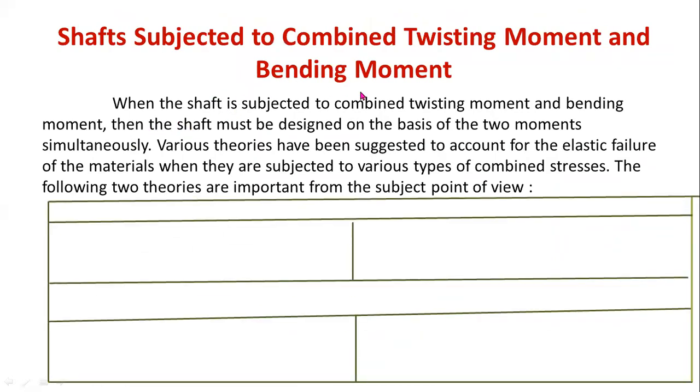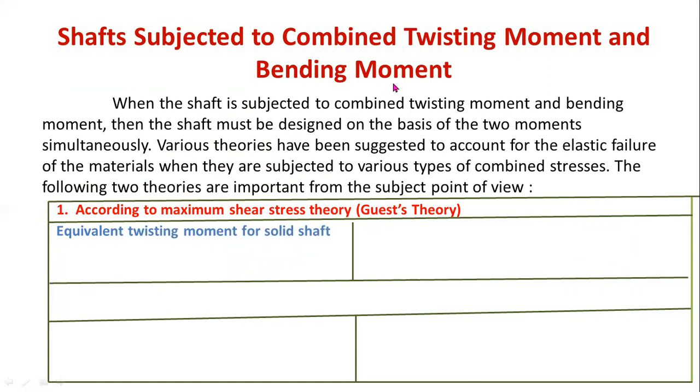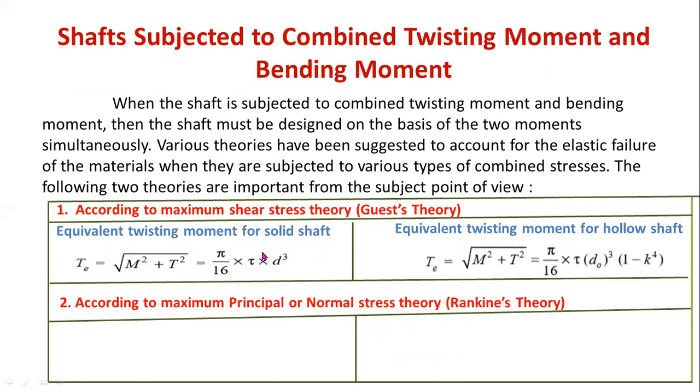Now, shafts subjected to combined twisting moment and bending moment. This is the third case: shafts subjected to combined torque and bending moments. For solving these types of problems, you have to use the maximum principal stress theory and the maximum shear stress theory. Okay, you have to use these formulas for solving the shafts. If shafts are subjected to combined twisting and bending moment, you have to use these two formulas.